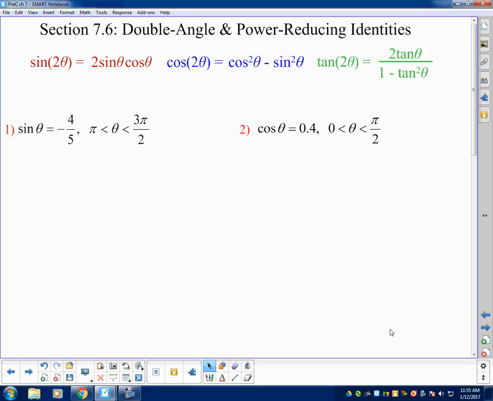Cosine of 2 theta equals cosine squared theta minus sine squared theta, and then I want to add the other two here. We had 1 minus 2 sine squared theta, and then the one we proved, which was 2 cosine squared theta minus 1. So add those to the mix. We use those to substitute and rewrite things all the time in calculus. And then tangent 2 theta equals 2 tangent theta over 1 minus tangent squared theta. So those are the three double angle formulas.